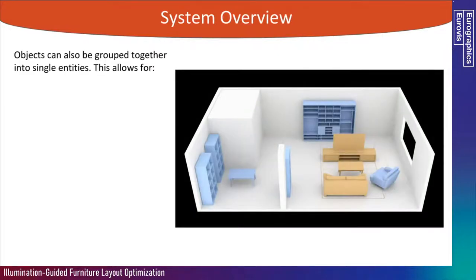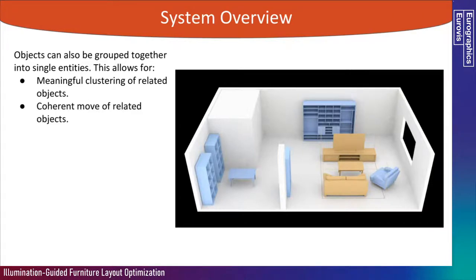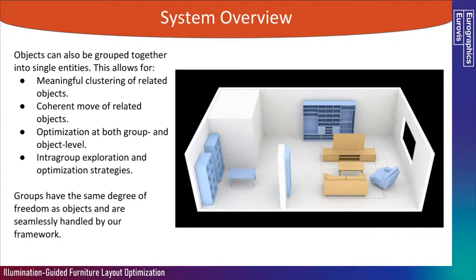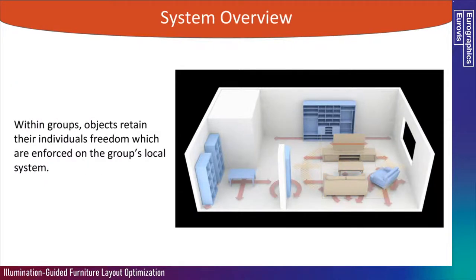Objects can also be grouped together into single entities. This allows for meaningful clustering of related objects, coherent move of related objects, optimization at both group and object level, intra-group exploration and optimization strategies. Groups have the same degree of freedom as objects and are seamlessly handled by our framework. Typical use cases for grouping is a dining table and its chairs or a living room set. The important thing to keep here is that objects within groups can still move in the group's local space, retaining all their individual freedoms and geometric constraints.